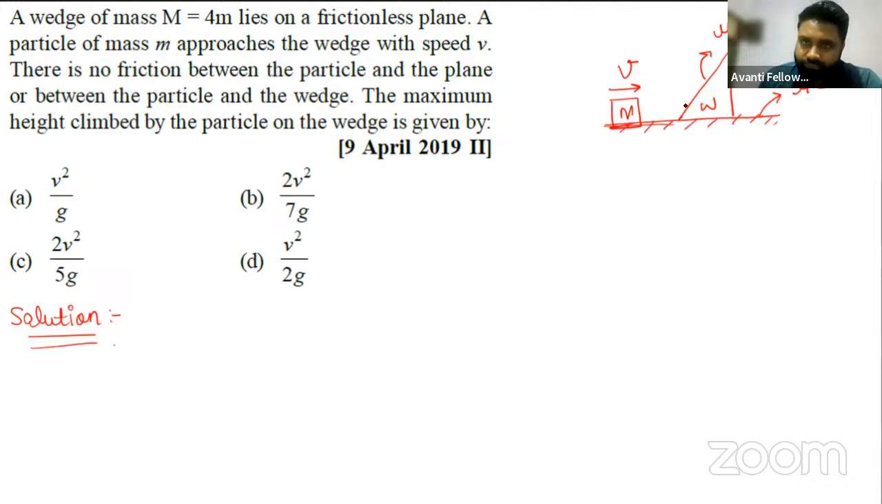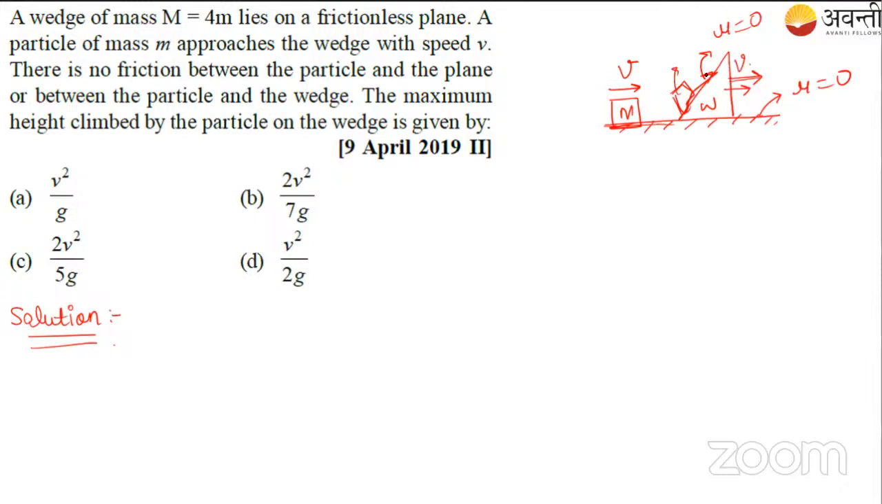When it hits this and starts climbing on it, this wedge will also start moving because there is no friction to stop it. So we have to calculate the speed at which it is moving, and then we can apply the law of conservation of energy. So this is the concept: when this block reaches this wedge and starts climbing on it, the wedge will also start moving with a certain velocity. Let's say for a particular instant, the velocity of this wedge and this block is v.